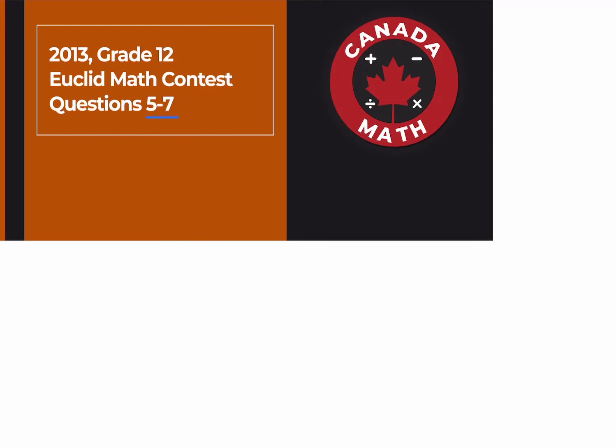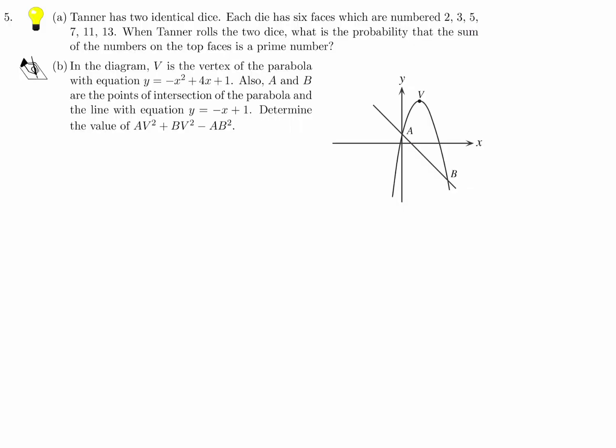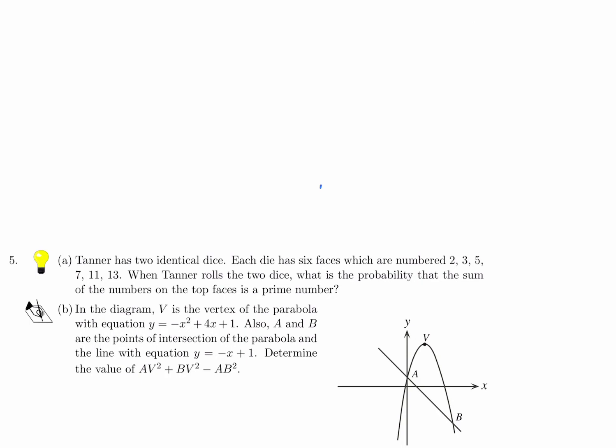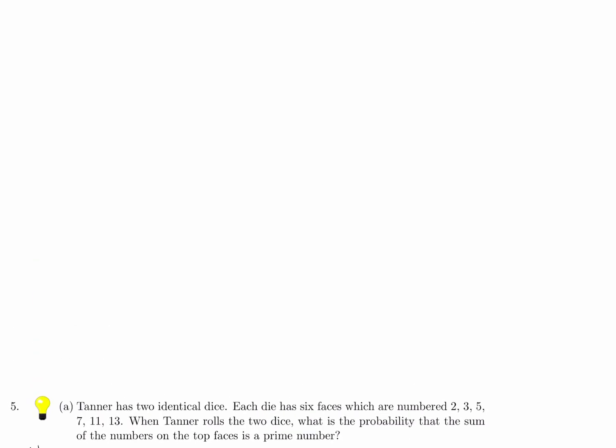Questions 5 through 7 on the 2013 grade 12 Euclid math contest. Tanner has 2 identical dice. Each die has 6 faces, which are numbered 2, 3, 5, 7, 11, 13. When Tanner rolls the 2 dice, what is the probability that the sum of the numbers on the top faces is a prime number? Well, we have unconventional dice.